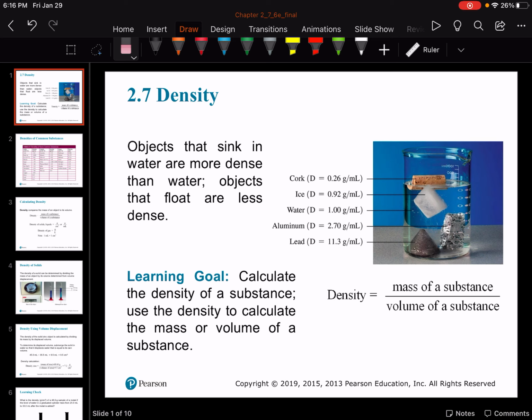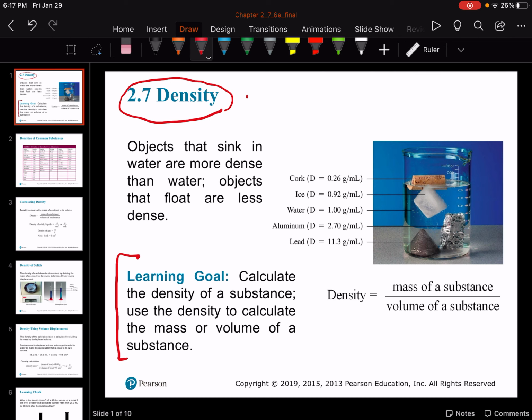Okay, so this is our last conversation in chapter 2, and we've been talking about conversion factors and equalities, and using multiple conversion factors, and so on. So here what we're going to talk about is using conversion factors in density calculations. This is kind of an application of conversion factors. So our learning goal is to calculate the density of a substance and to use the density to calculate the mass or volume of a substance, okay?